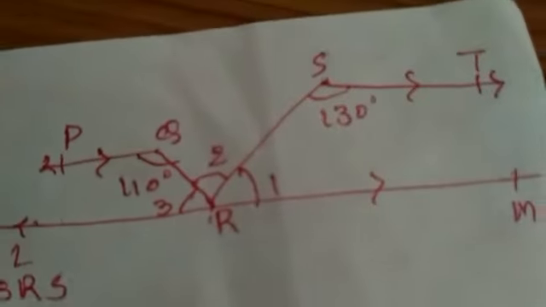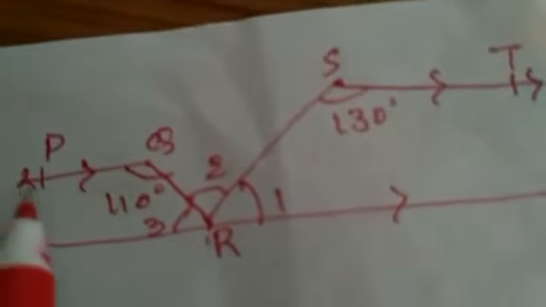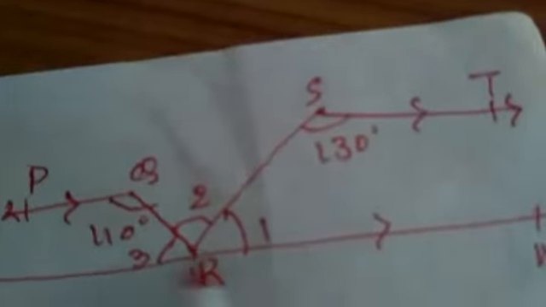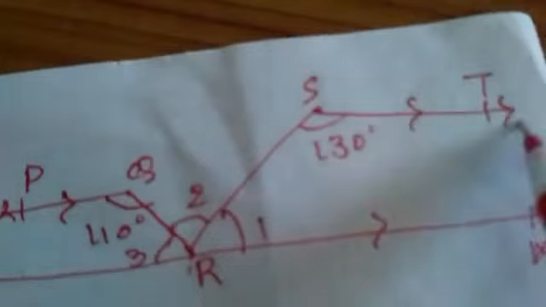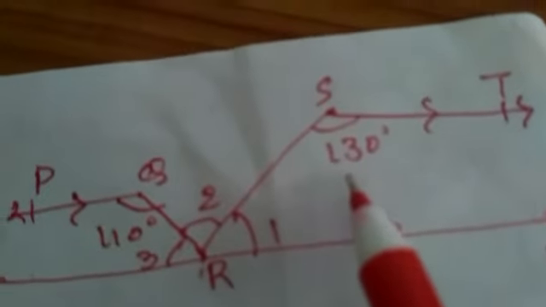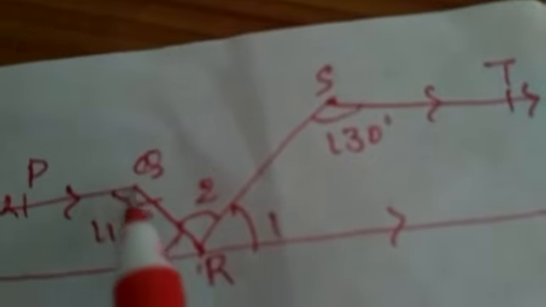Let's see the figure. In this figure, it is given that line PQ is parallel to line ST. It is also given that angle PQR is 110 degrees, and angle RST is 130 degrees. Now you need to find angle QRS, that is angle 2.